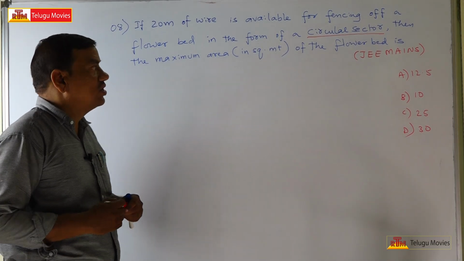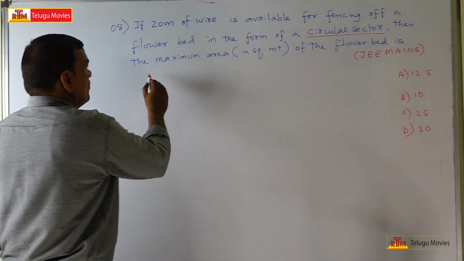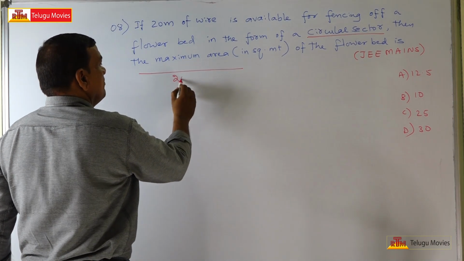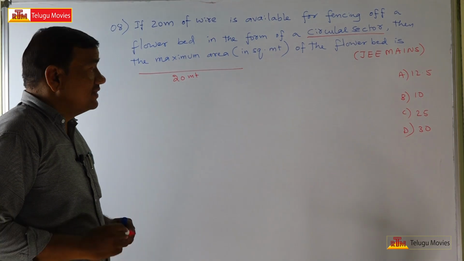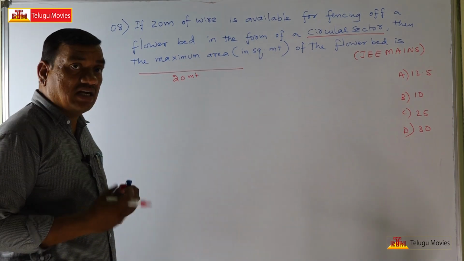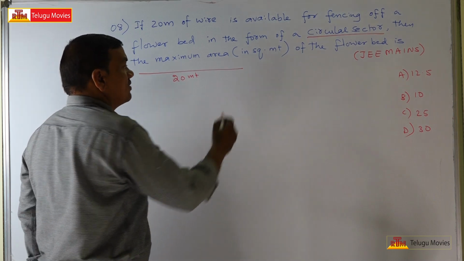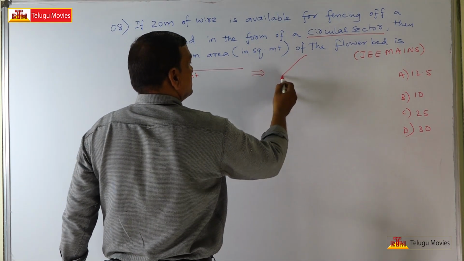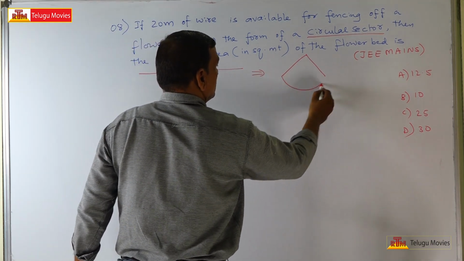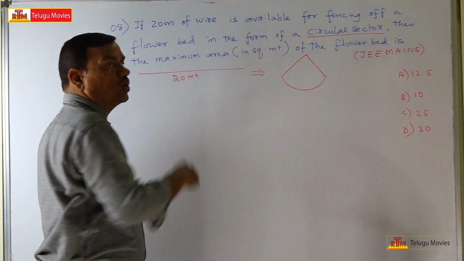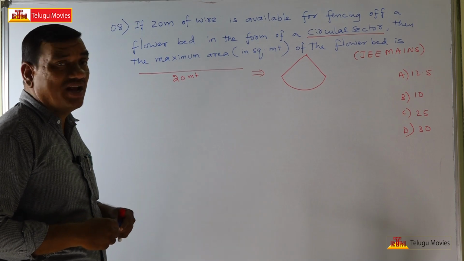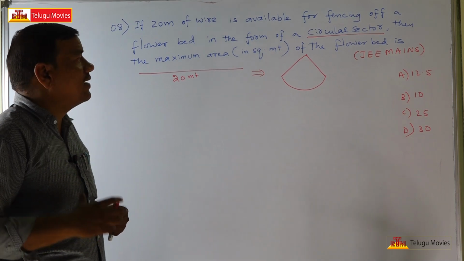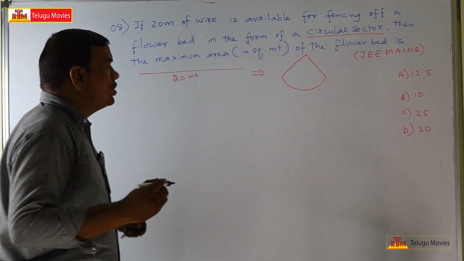First of all, there is a wire of 20 meters. Then it was converted into a circular sector. Circular sector means this type of shape. So total length is 20 meters. Then what will be the maximum area of that circular bed?